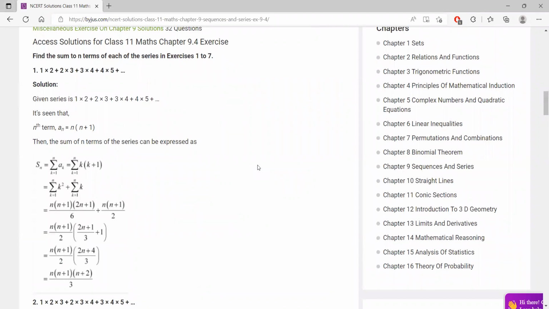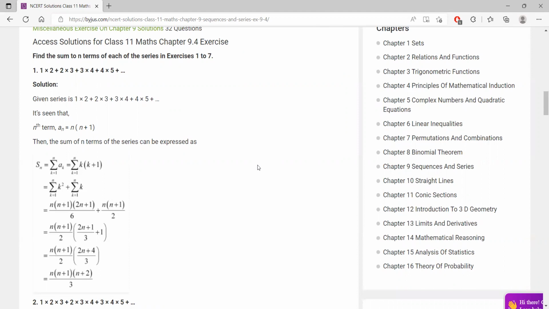Exercise 9.4. Find the sum to n terms of each of the series in exercises 1 to 7. So question number 1: 1 into 2 plus 2 into 3 plus 3 into 4 plus 4 into 5. The series is a combination of multiplication and addition. So this is the given series.